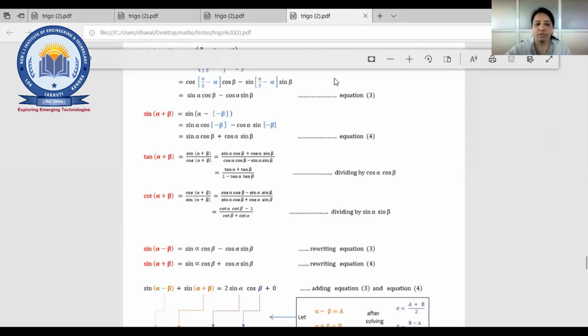Now, tan alpha plus beta. We know tan equals sine upon cos. Whatever angle is with the tan is the same for sine and cos. So sine alpha plus beta upon cos alpha plus beta. See, directly we have used the equations of sine and cos.